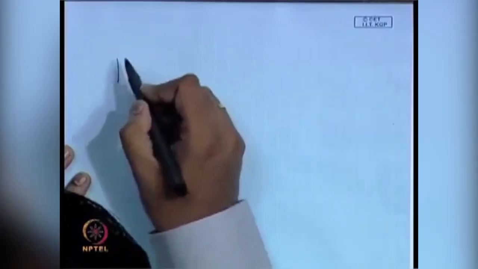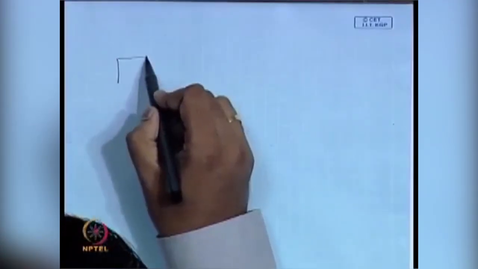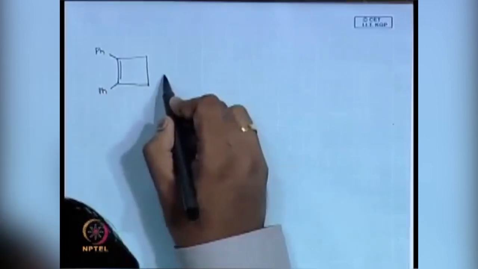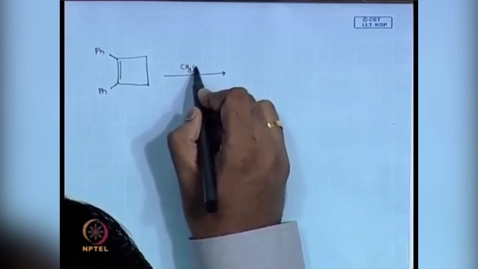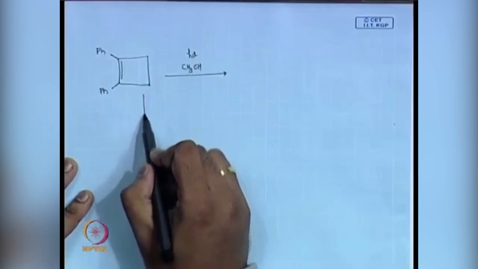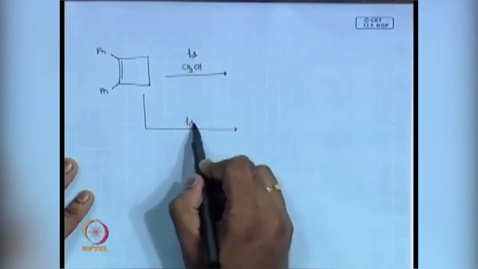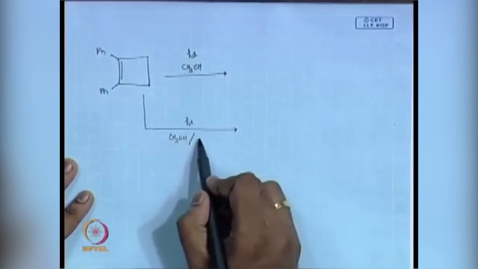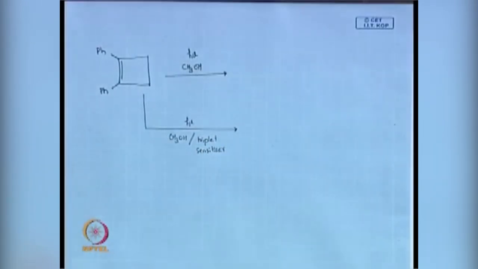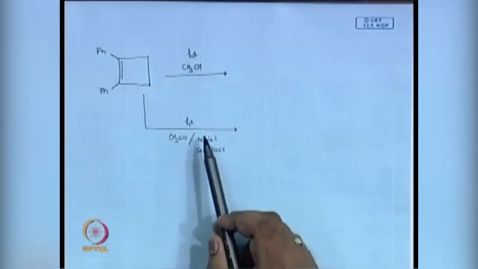Now, see, you have seen alkenes if directly excited, what happens? You have seen alkenes in the presence of a triplet sensitizer, what happens? I'm taking a type of cyclobutene system where I have a phenyl. I am doing this photolysis in methanol. I'm photolyzing this compound in methanol. So, the same compound I am photolyzing in methanol, okay, first one.